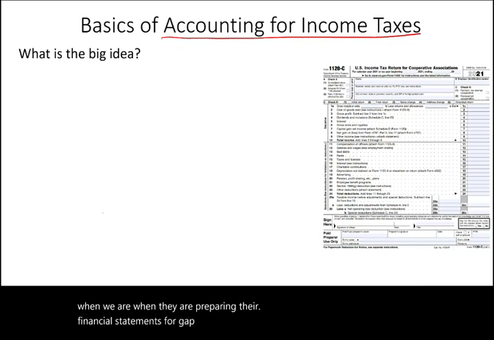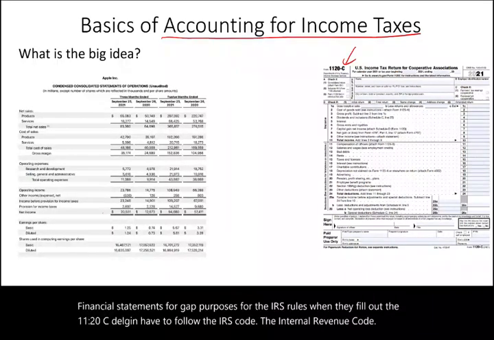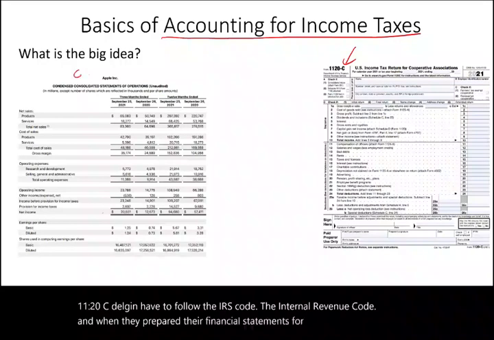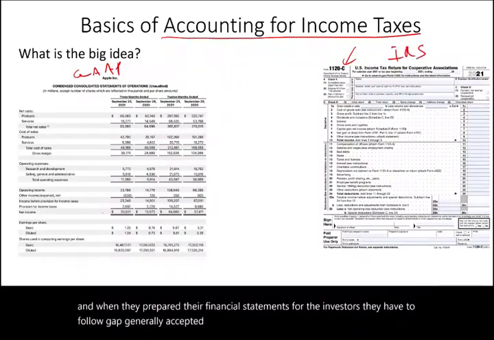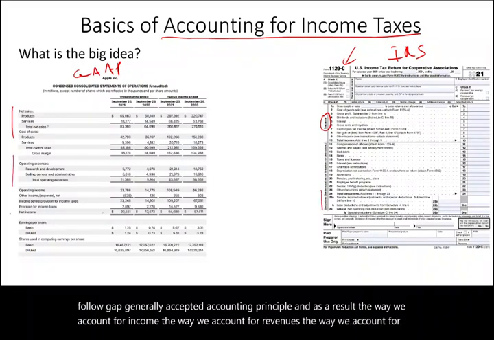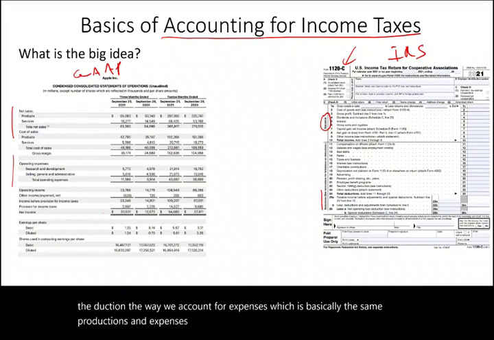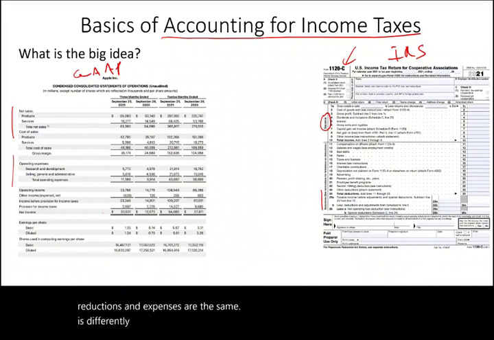For the IRS rules, when they fill out the 1120C, they're going to have to follow the IRS code, the Internal Revenue Code. And when they prepare their financial statements for the investors, they have to follow GAAP, generally accepted accounting principles. As a result, the way we account for income, revenues, deductions, and expenses, which are basically the same, is different between GAAP and IRS.